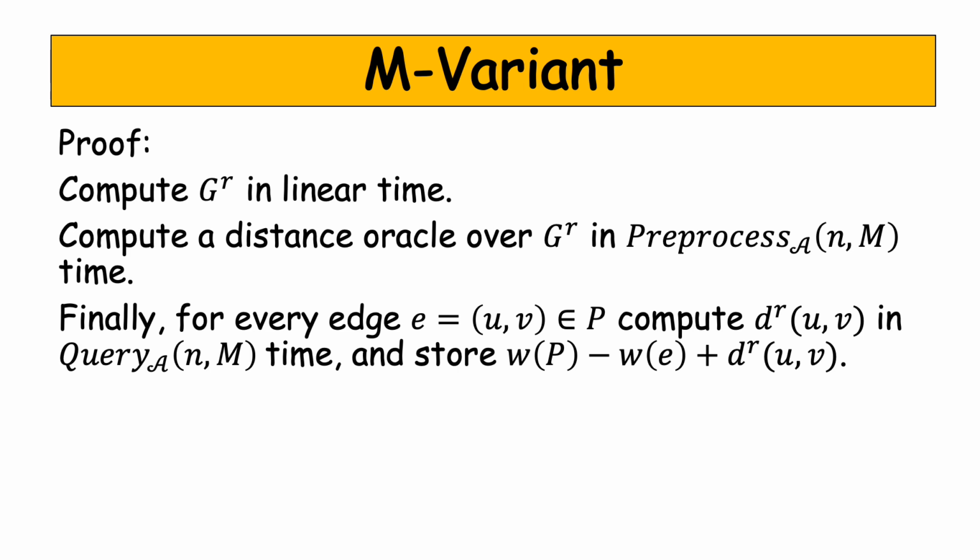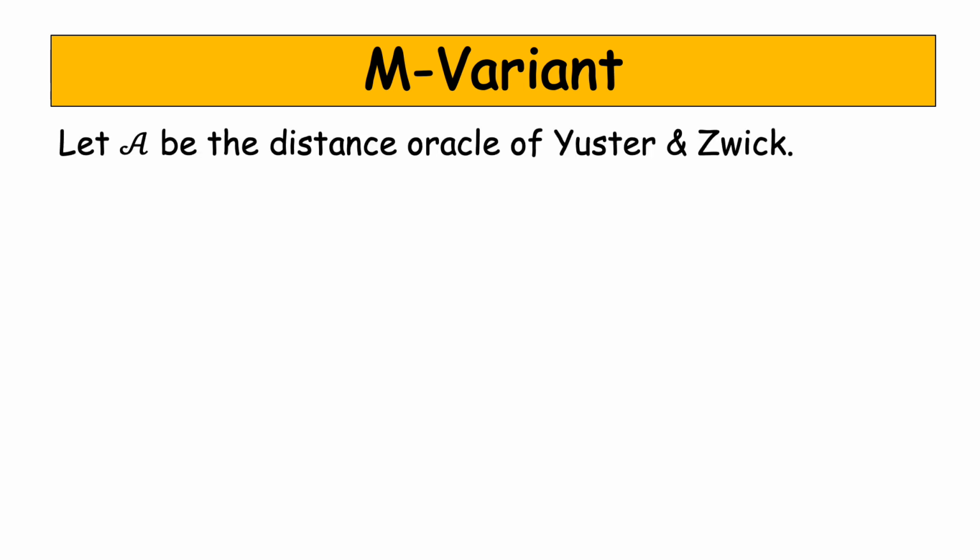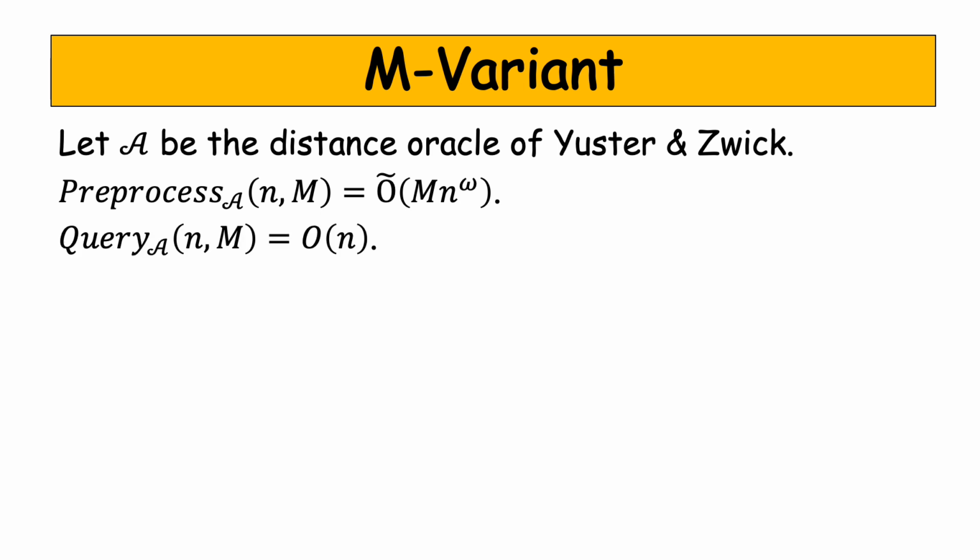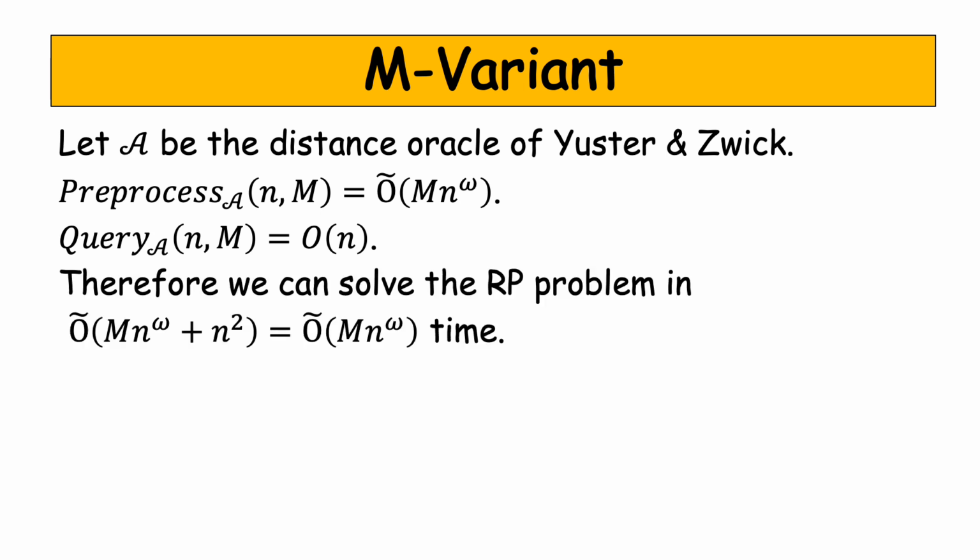And that's it. So the amount of queries that we ask for is bounded by the number of edges, which is at most n. In particular, if we use the distance oracle of Hüstenberg and Zwick, whose preprocessing time is O tilde of m times n to the power of omega, where omega is the matrix multiplication exponent, and its query time is O of n, then we can solve the replacement path problem in total time of O tilde of m times n to the power of omega.